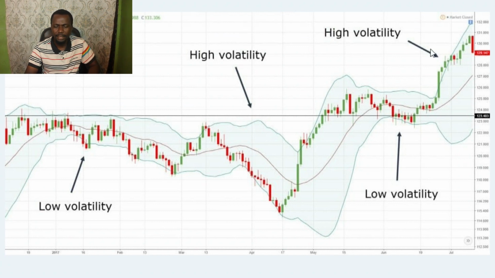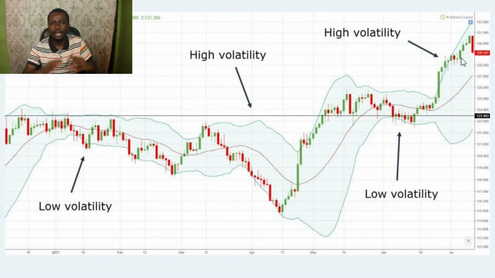This is another high volatility in the market, when the upper and the lower band expand, they widen up. It tells you that there is high volatility in the market. And what do you mean by high volatility? High volatility means when the candlestick is getting bigger or the market is trending in either up or down.